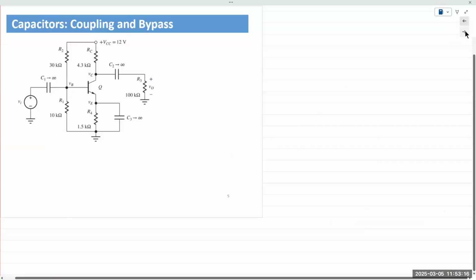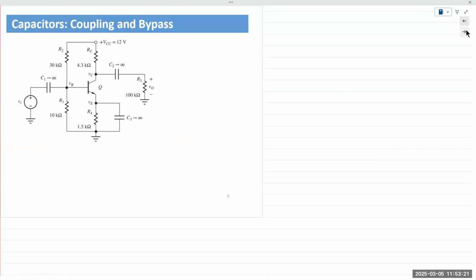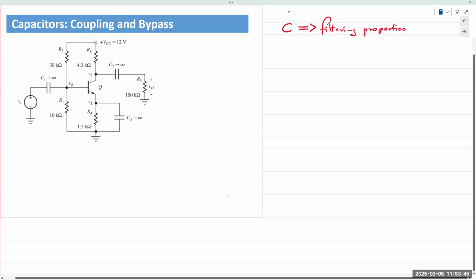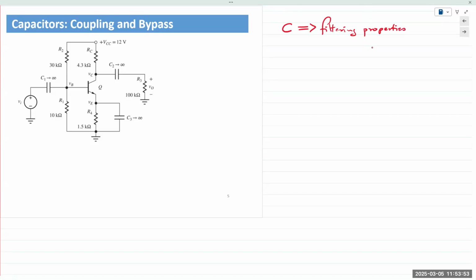Okay. One more thing is about coupling capacitors. What properties do capacitors have? They store charge. As a function of frequency, what properties do they have that we use? Yes. And capacitors have filtering properties based on frequency. So the frequency response of the capacitor allows us to use it as an electronic filter or electrical filter.